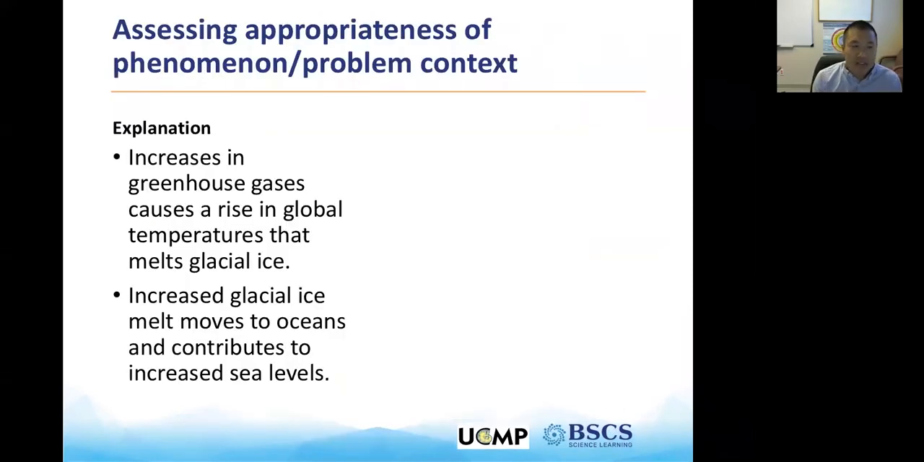Once you've assessed that maybe this is a pretty good phenomenon, the next step is to think about how the explanation of that phenomenon could help students demonstrate that performance expectation. So this is a mapping exercise. When we first look at the sea level rise phenomenon, it's caused by increased levels of greenhouse gases, which results in increased global temperatures, which then melts glacial ice. The water from the glacial ice melt then moves to the oceans and contributes to sea levels. That's a very abbreviated version of the explanation for sea level rise. I know there are other parts to it.